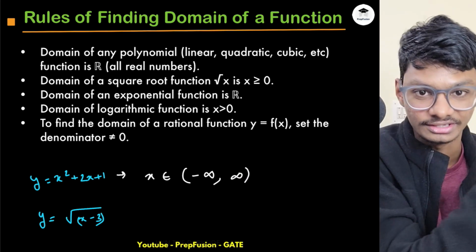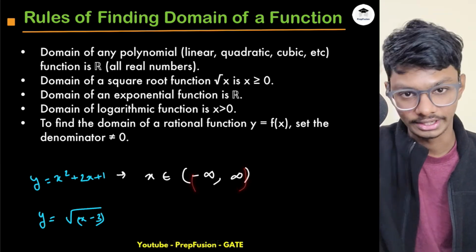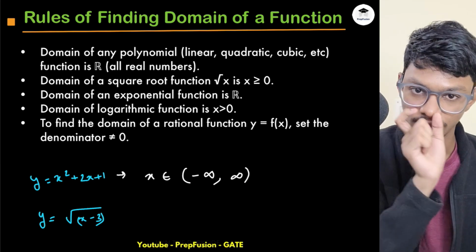I can never reach infinity. What is infinity? We don't know. It is a very high value. That's why these are round brackets. Whenever infinity is present, you will represent those with round brackets.